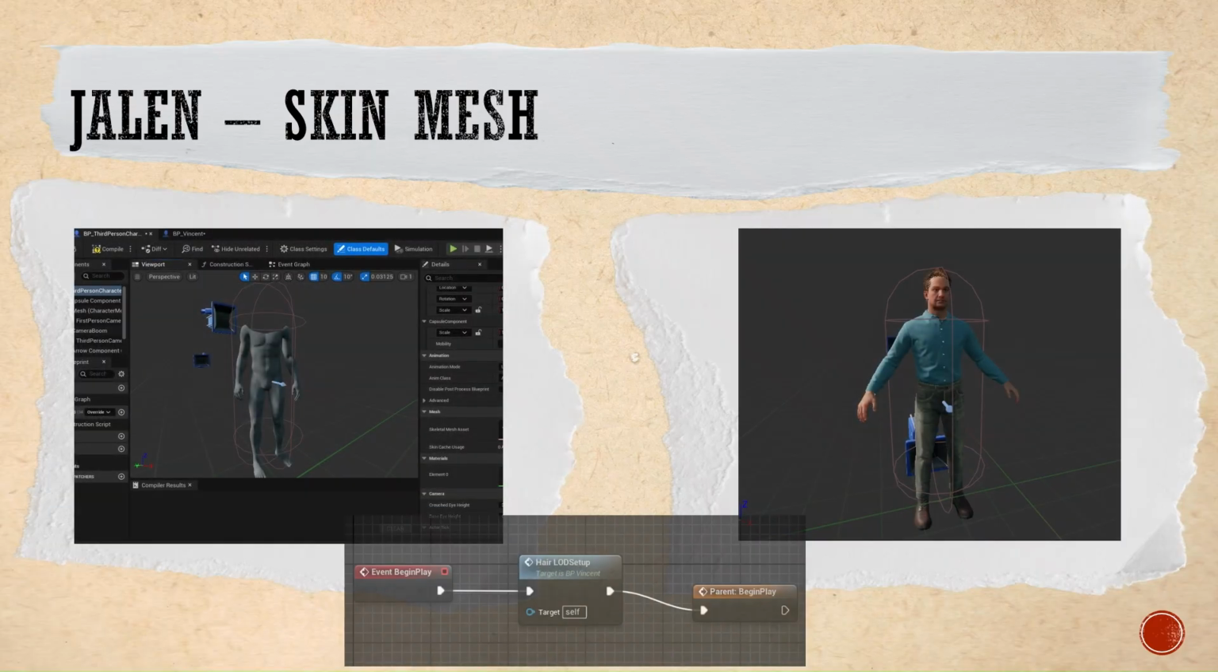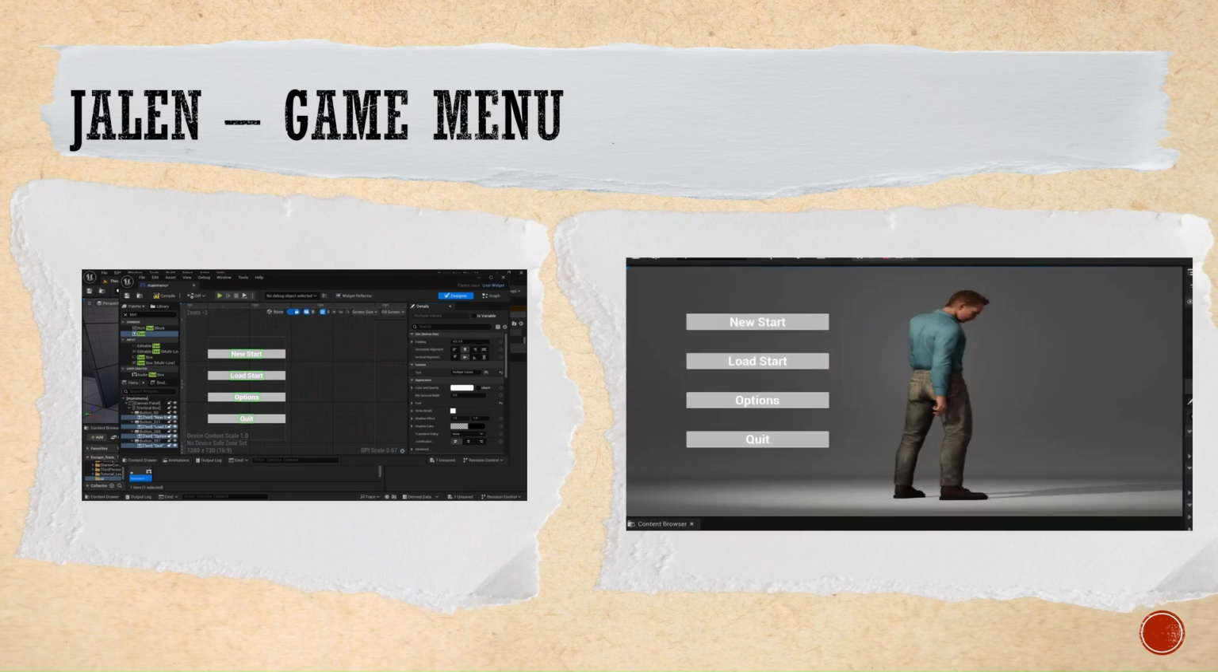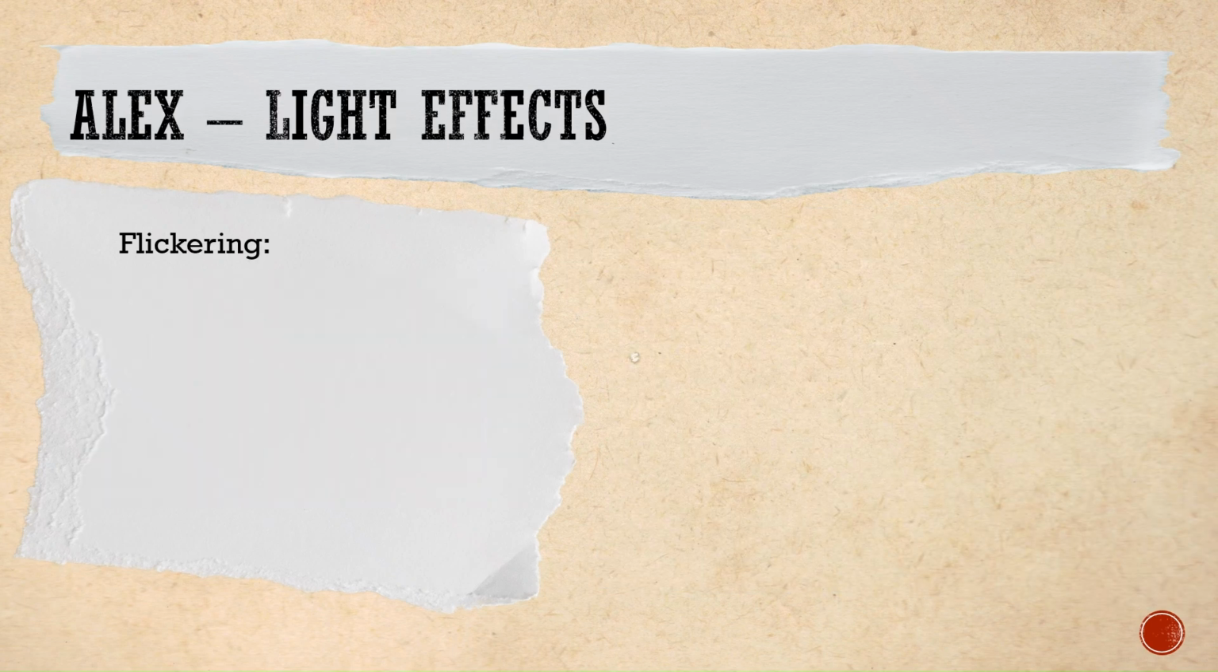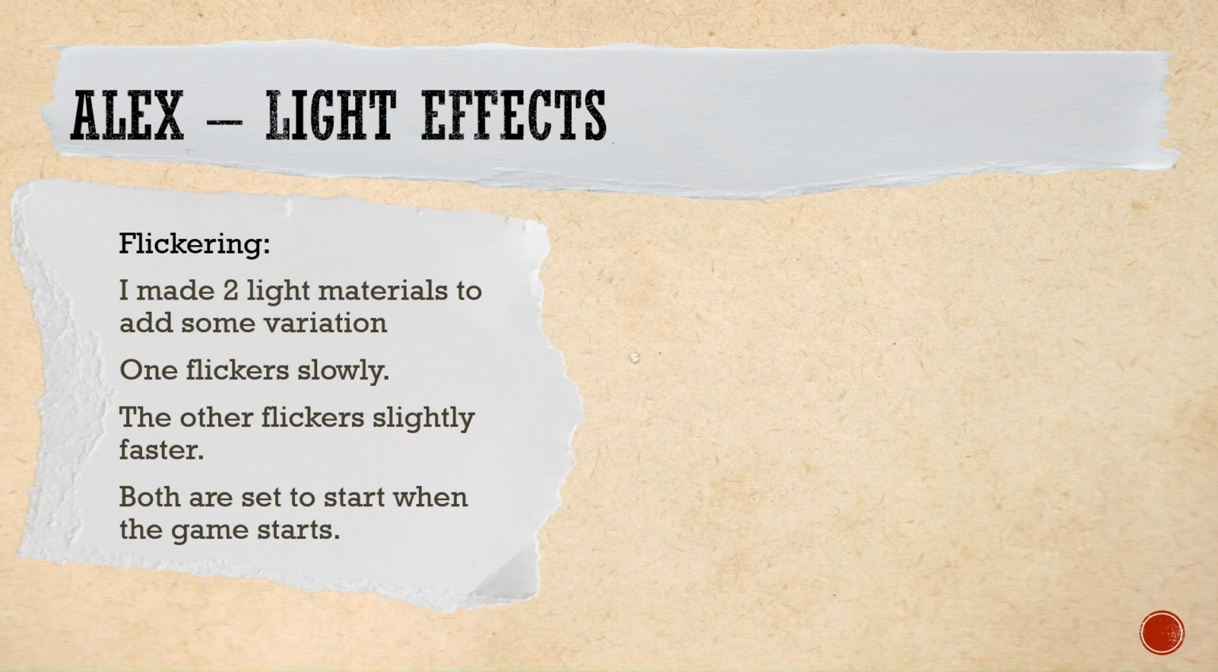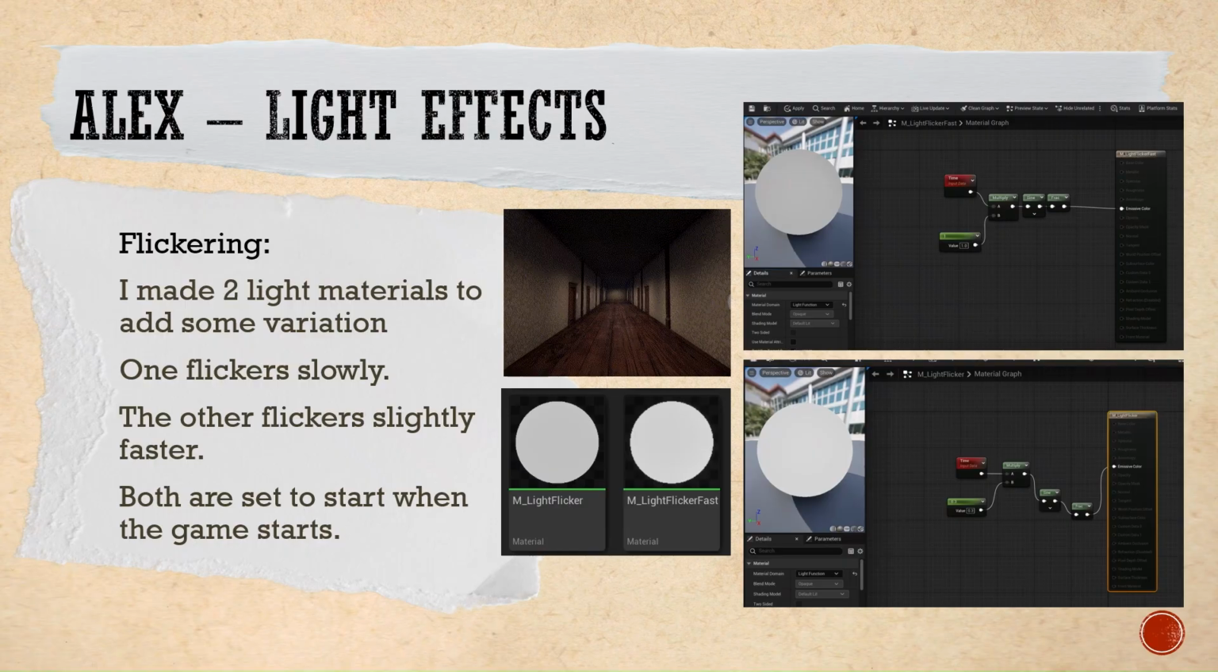And then Jalen made this skin mesh, and Jalen also made this game menu. And then here is my first light effect, which was flickering. I made two different versions so that it wasn't so robotic, because I wanted it to be flickering but not the same thing over and over.